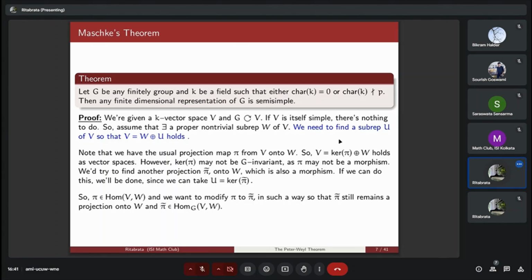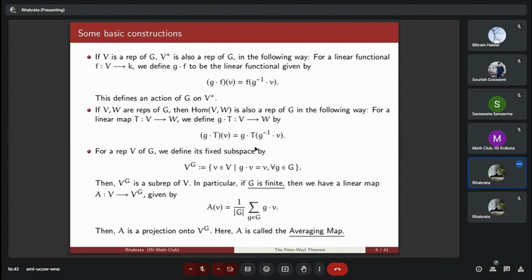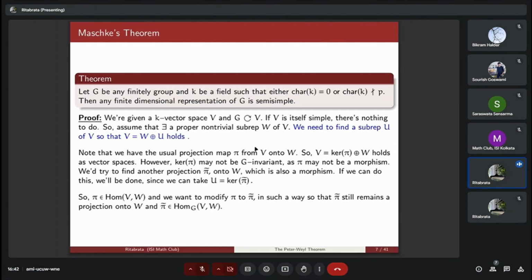So one might ask, why did you use that the characteristic is 0 or doesn't divide the size of the group? The thing is, in the averaging map, we have defined 1 by size of G. That means the size of the group has to be an invertible element in the field. This is why, because of division by zero issues, we take the characteristic to be either 0 or at least it should not divide the size of the group, so that 1 by |G| is well defined. That's it. So the upshot is that using an averaging thing, we have obtained such an important result.